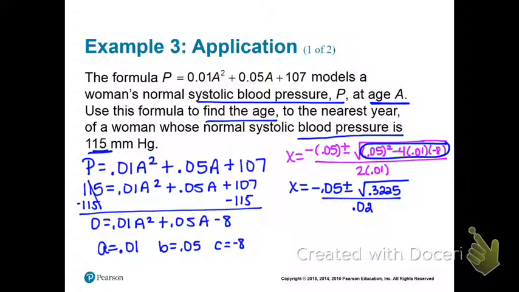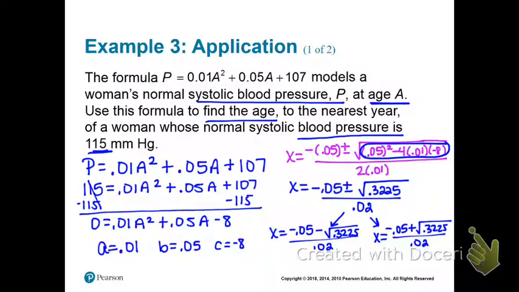But guys, we need to answer the question. It said, what is a woman's age? I have no clue what our answer is right now in years. So we're going to go ahead and work this out. The thing is, we have that plus or minus. So this is where we're going to split it. We're going to solve when x is equal to -0.05 minus the square root of 0.3225 all over 0.02. And we're also going to solve when x is equal to -0.05 plus that square root of 0.3225 all over 0.02. All right, so we're going to put this in our calculators.